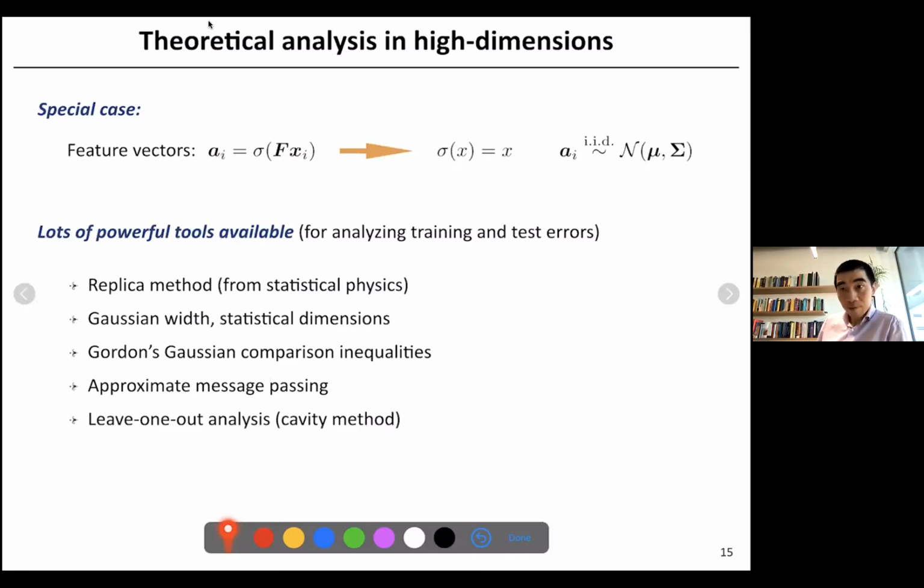Depending on the background of the audience, early methods include the replica method from statistical physics. And then more recent methods include the Gaussian width, statistical dimensions, Gordon's comparison inequalities, message passing algorithms, and leave-one-out analysis, or the so-called cavity method from statistical physics. I don't want to go into the details of these actual methods, but the main message is that it's a very nice playground for theorists if the feature vectors are Gaussian or something like a Gaussian vector, because we have a lot of available theoretical tools.